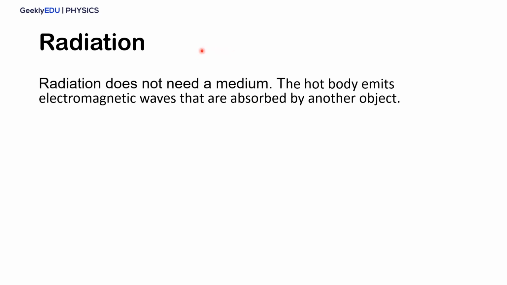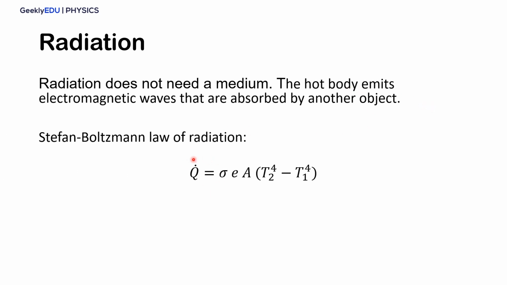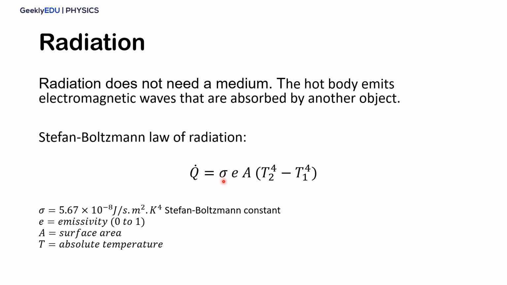Now, the third type of heat transfer is by radiation. This one does not need a medium to transfer the heat. The hot body emits electromagnetic waves that are absorbed by another object. We can calculate this heat transfer using the Stefan-Boltzmann law of radiation, in which the heat transferred is the Stefan-Boltzmann constant times the emissivity times the surface area times the absolute temperature in state 2 to the 4th minus the absolute temperature in state 1 to the 4th.